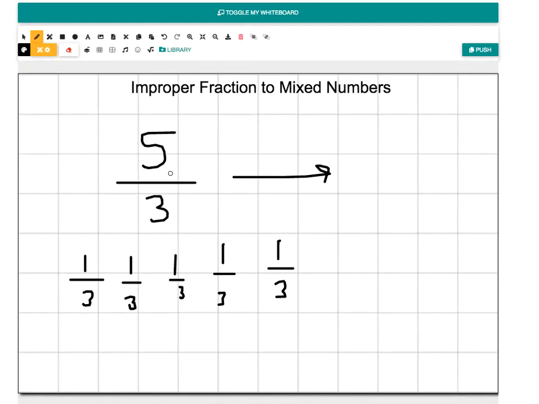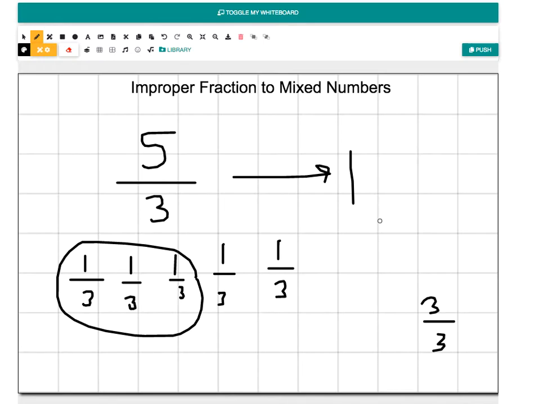So now I have to think about how many thirds I need to make up a whole. And we know to make up a whole, it has to have the same numerator and denominator. So 3/3 would be one whole. So that means I'm going to need a circle. I need 3 of these to make a whole. So I'm going to circle 3. 1, 2, 3. Okay, so I have one whole. Oh, and I don't have another one, so I'm just going to have one whole this time.